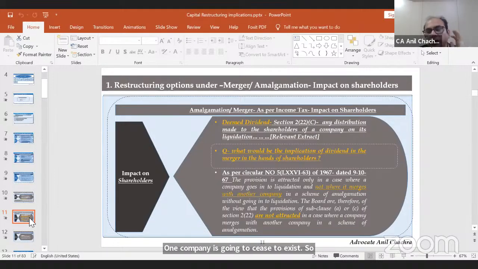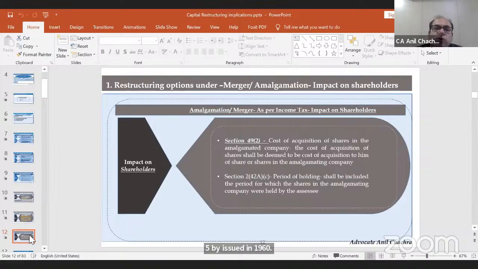There's a circular notified by the CBDT which specifies that in terms of the merger, one company will cease to exist, but it will not be treated as a dividend because the company is going to be liquidated. It will not be treated as a dividend in the hands of the shareholders. So no deemed dividend will be applicable as far as the amalgamation or merger is concerned, by Circular number 5 issued in 1967.